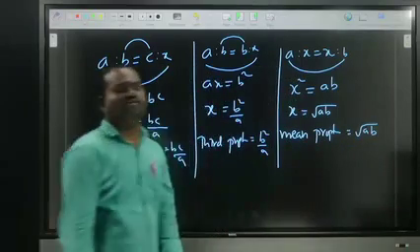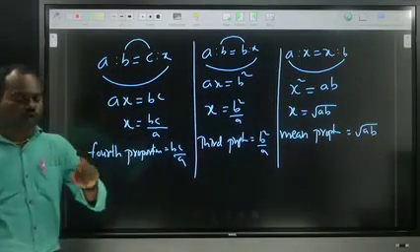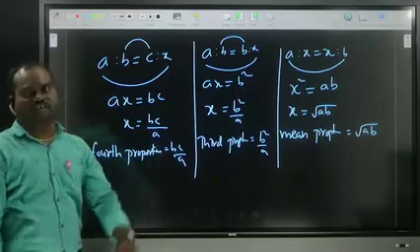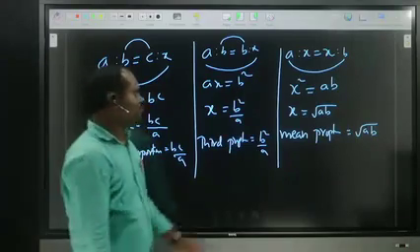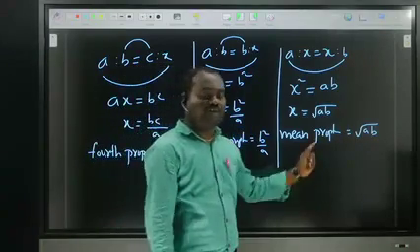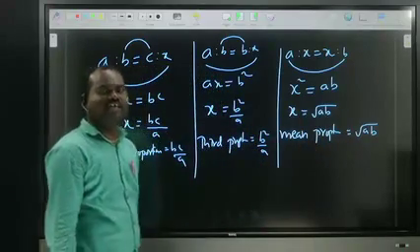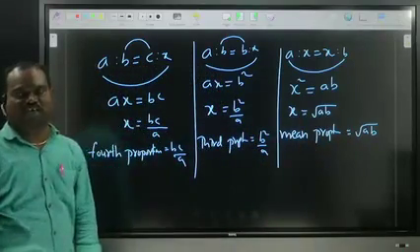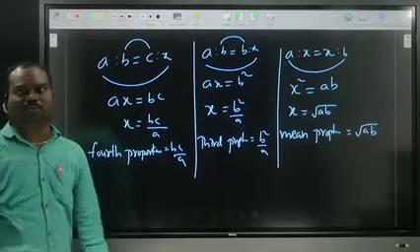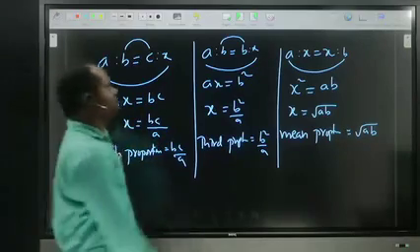In this way we have three formulas. Fourth proportion formula: BC by A. Third proportion formula: B square by A. Mean proportion formula: root AB. Okay. Right. Now.